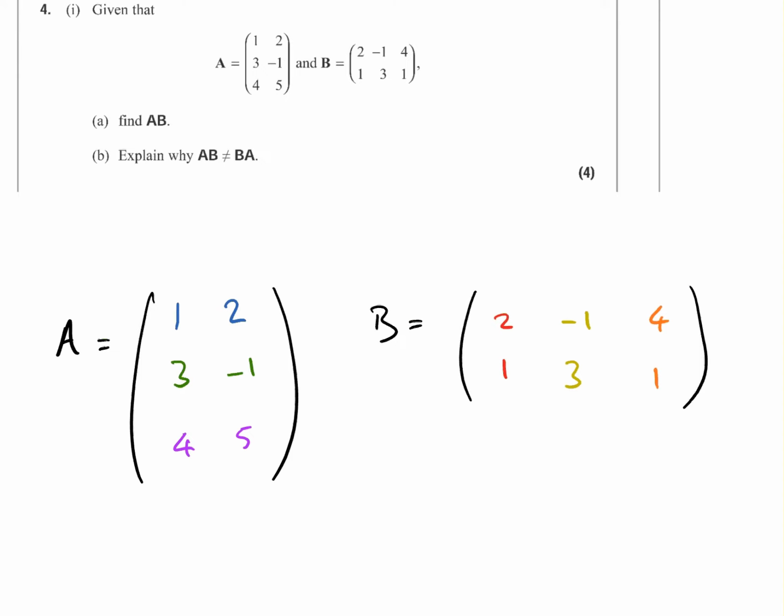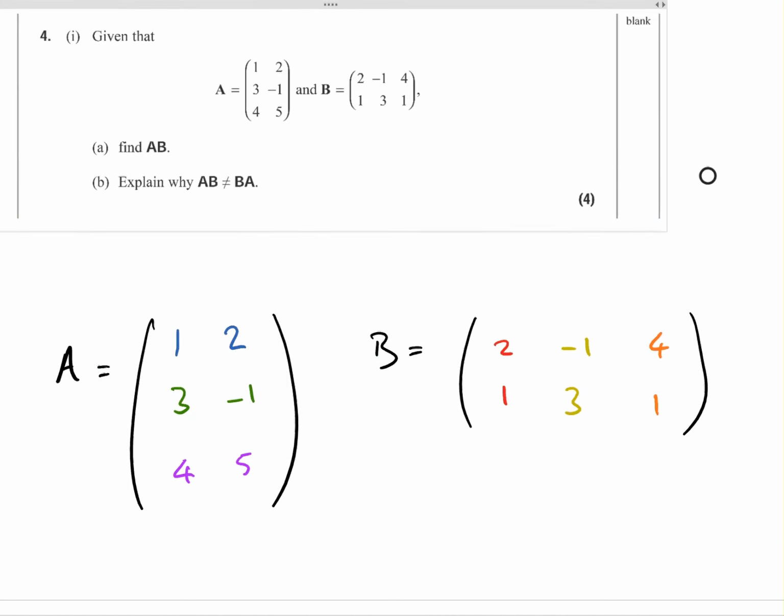Okay, in this video, we are going to be looking at question 4, part 1 of the June 2014 FP1 Edexcel paper. The question says that given these two matrices here, you've been given A and you've been given B, it's asked us to find AB.